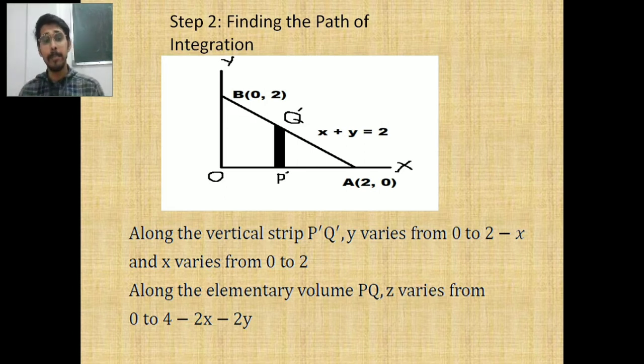Now the next step, in order to find out the limit of z, because now we are doing a volume integral. When we are doing a volume integral, we need to understand that it is not only about x and y, this is also about z.